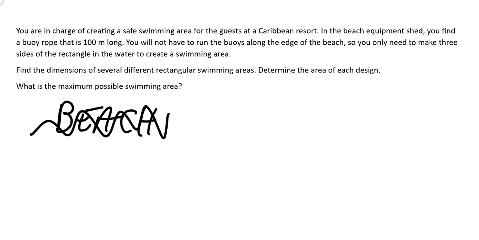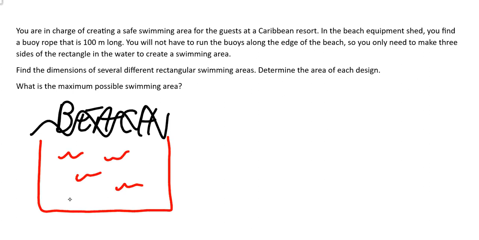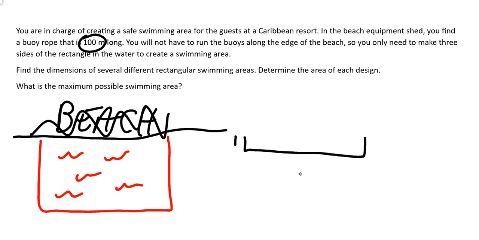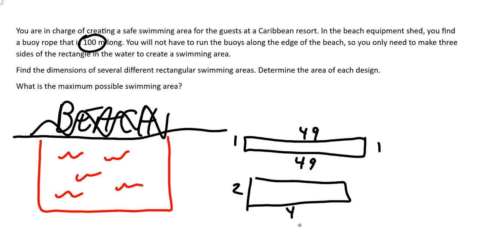So we need to take our rope and make an area in the water for people to be swimming. It will only need 3 sides because the beach acts as its own barrier. We don't need to put rope along the beach. So now we're limited to 100 for our perimeter. What are some of the possible swimming areas that we could make? So again, I could, if I wanted to, be really tiny here and do 1 and 49, and I could list out a whole bunch, and I could do 2 and 48 and so on.